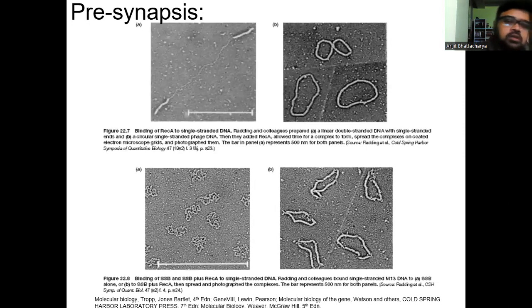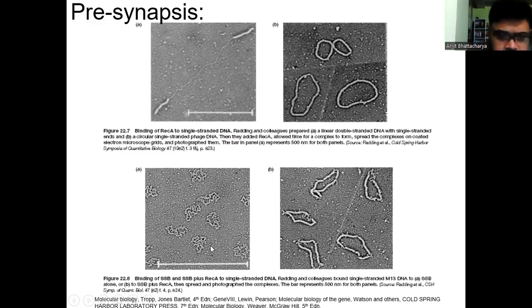So these are a few snapshots of pre-synapsis and post-synapsis as was observed. Here it is the RAK binding to the single-stranded DNA that is shown, single-stranded linear or circular DNA.